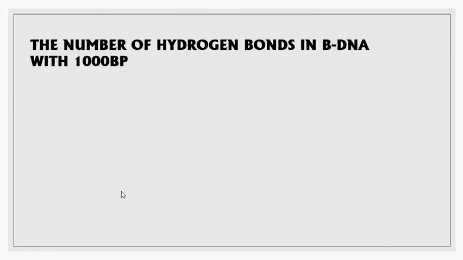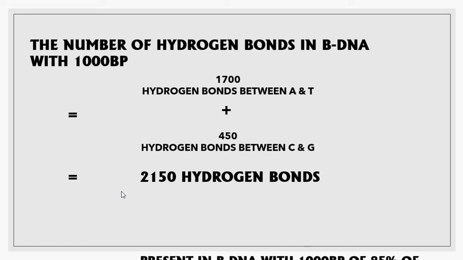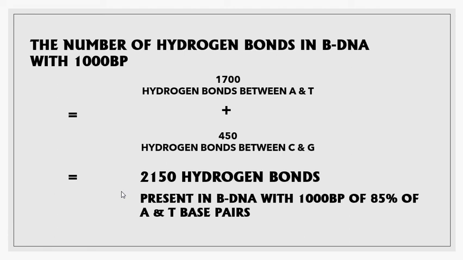Then the total number of hydrogen bonds in B-DNA with 1000 base pairs is equal to 1700 hydrogen bonds between adenine and thymine base pairs plus 450 hydrogen bonds between cytosine and guanine base pairs, that is equal to 2150 hydrogen bonds present in B-DNA with 1000 base pairs of 85% adenine and thymine base pairs.